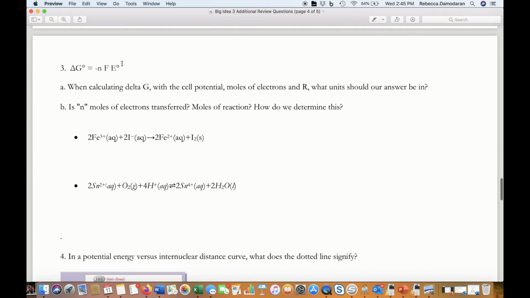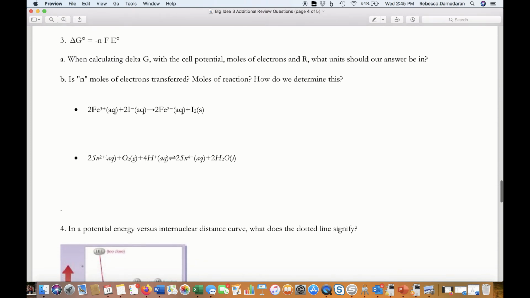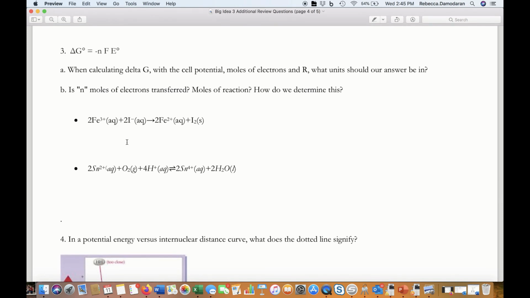Okay. For 3, we're going to be using this lovely Gibbs free energy formula with our cell potential. It says, when calculating delta G with the cell potential, moles of electrons in R, what units should our answers be in? So I think what they were meaning to say was the F and the E. So for this formula specifically, this is moles of electrons. This was another question that was asked. This is moles of electrons, and I'll get into how to determine that in a second. Faraday's constant, and then you have your cell potential.